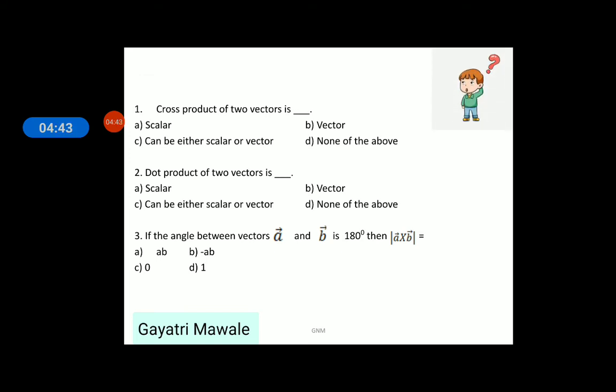Let us try to solve few examples on scalars and vectors. First question, cross product of two vectors is. Options are scalar, vector, can be either scalar or vector, or none of the above. Scalar product of two vectors is dot product and cross product is a vector product, vector quantity. So option B is correct here.